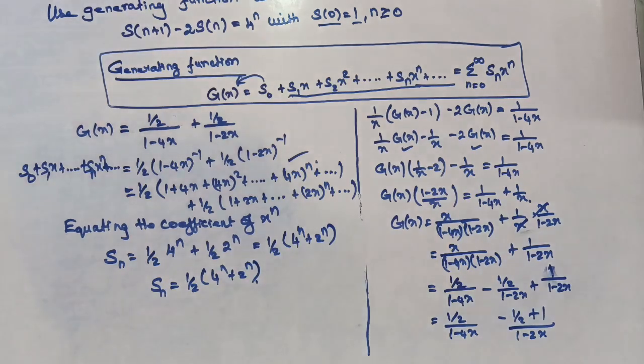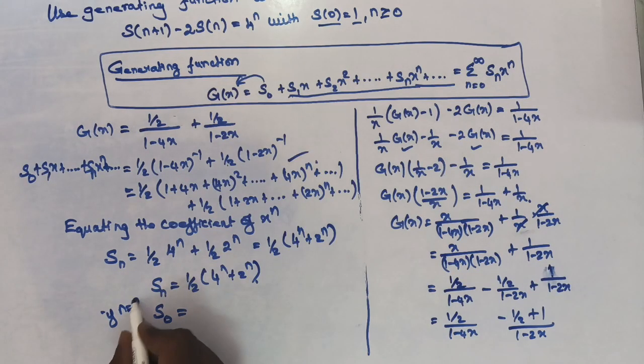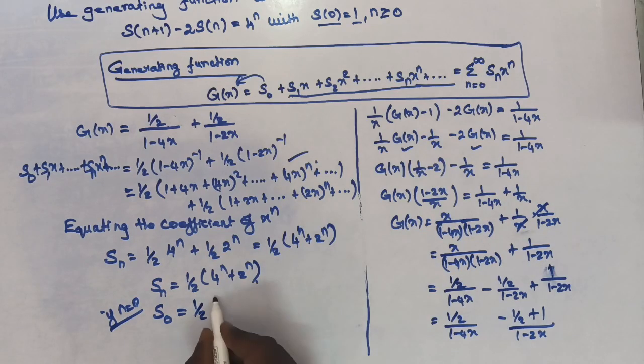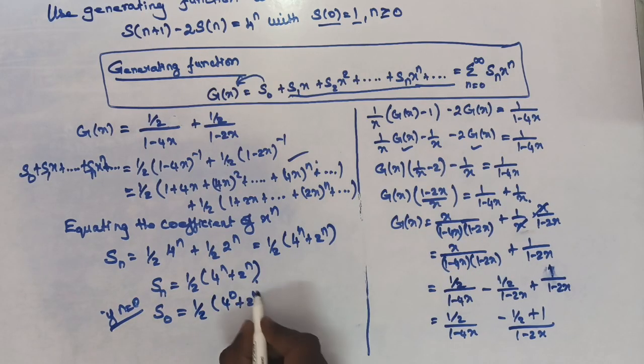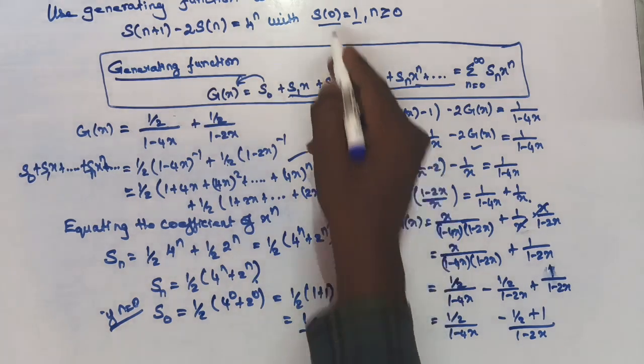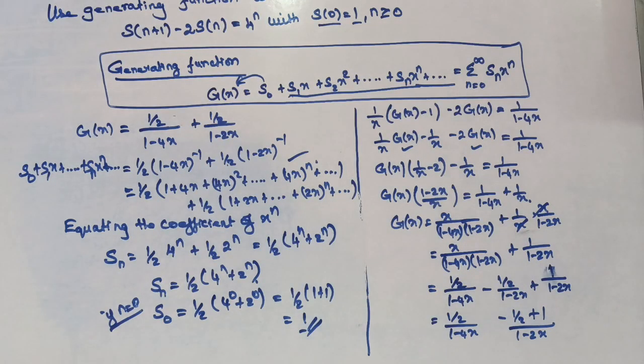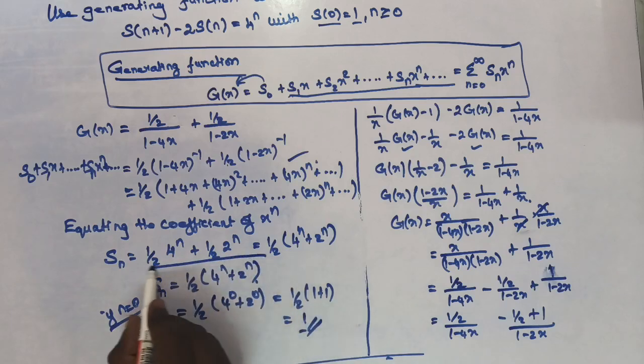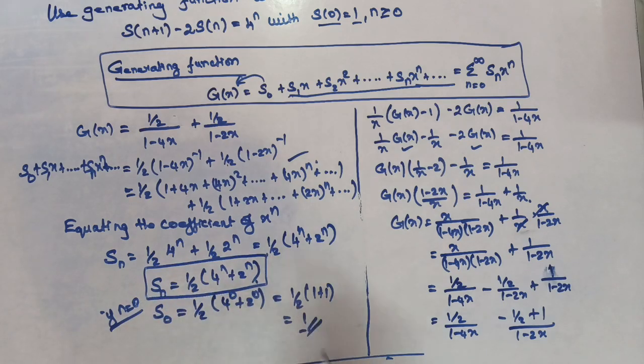So you can check whether your answer is right or wrong. If n takes the value of 0, what happens? 1 by 2 (4 power 0 plus 2 power 0) equals 1 by 2 (1 plus 1), which is equivalent to 1. So S naught is going to be 1, so our answer is verified. So this is the way we can solve the generating function. This is the final answer: Sn equal to 1 by 2 (4 power n plus 2 power n).